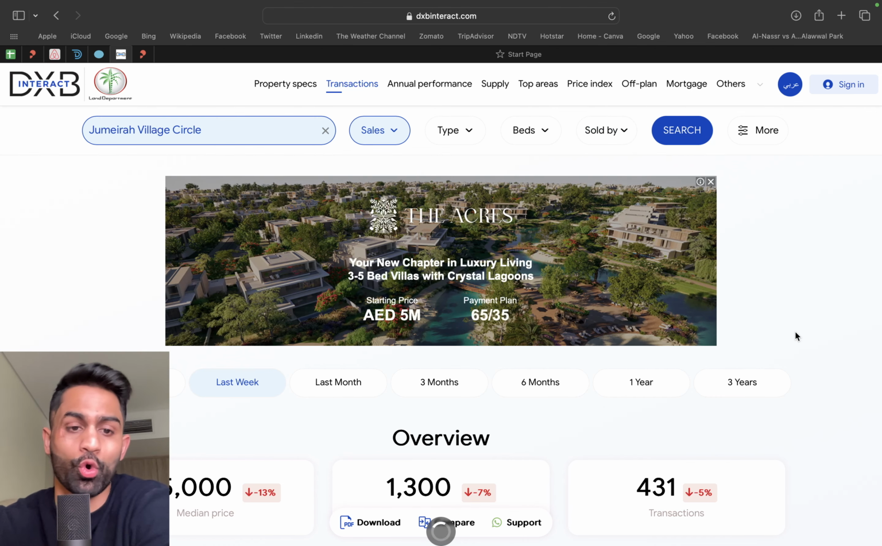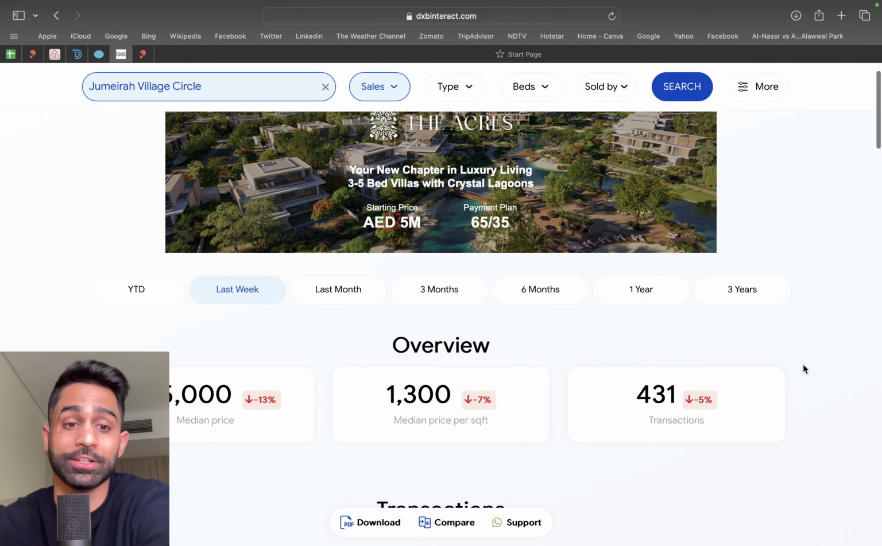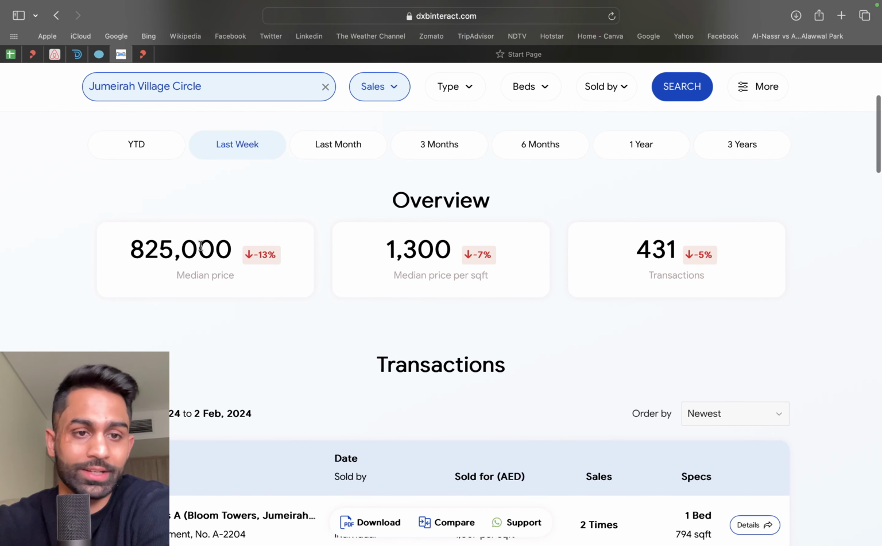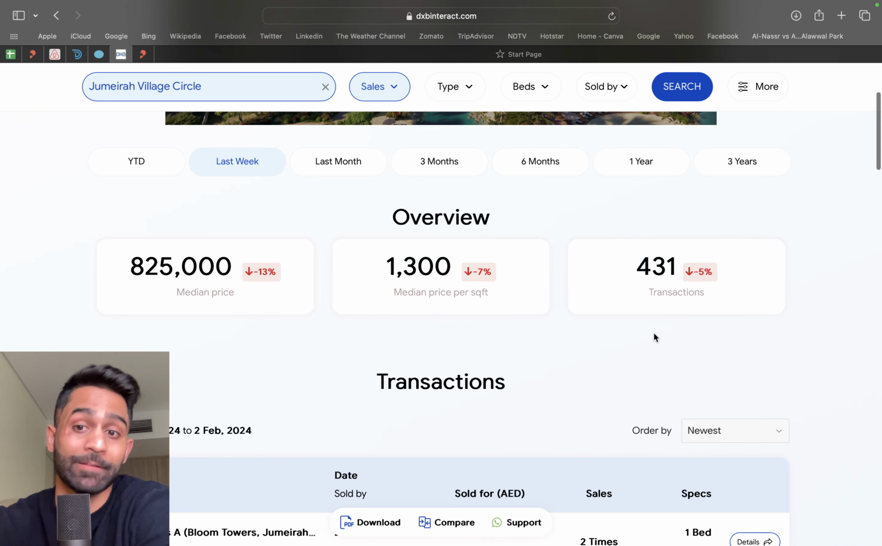And now it shows you all the transactions that have taken place in JVC. So last week, an 825,000 median price, 1,300 price per square foot on a median basis, and 431 transactions, which is slightly down about 5% week over week.